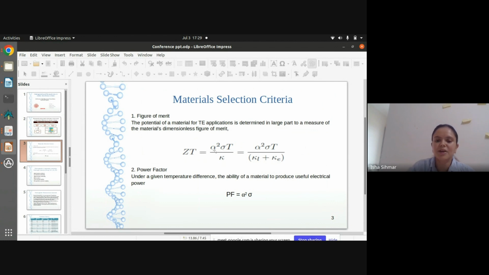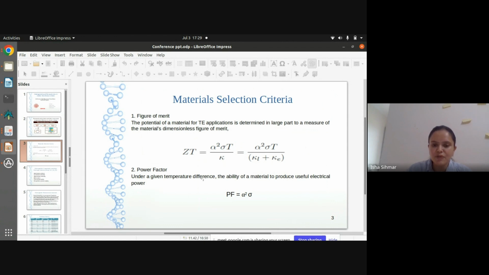The thermal conductivity is contributed by lattice thermal conductivity and the electrical thermal conductivity. For a material to be a good thermoelectric material, it should have a high value of ZT. It means it should have a high value of Seebeck coefficient, high value of electrical conductivity, and low value of thermal conductivity.